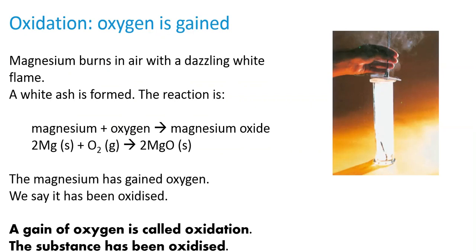Look at this example. Magnesium burns in air with a dazzling white flame. A white ash of magnesium oxide is formed. So, the reaction is magnesium reacts with oxygen to form magnesium oxide. Here in this example, magnesium has gained oxygen. We say magnesium has been oxidized.